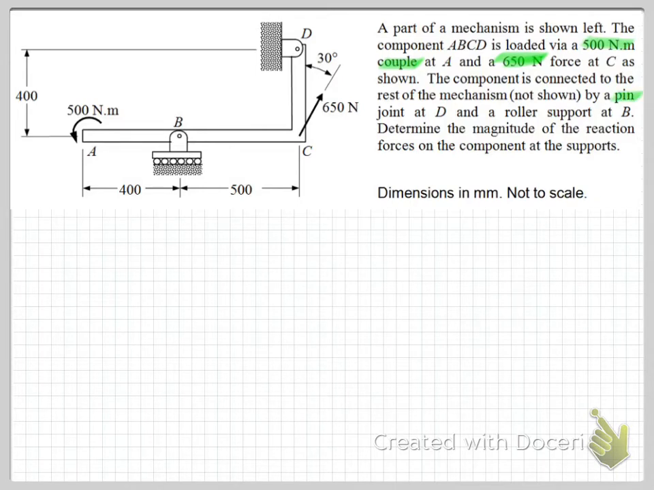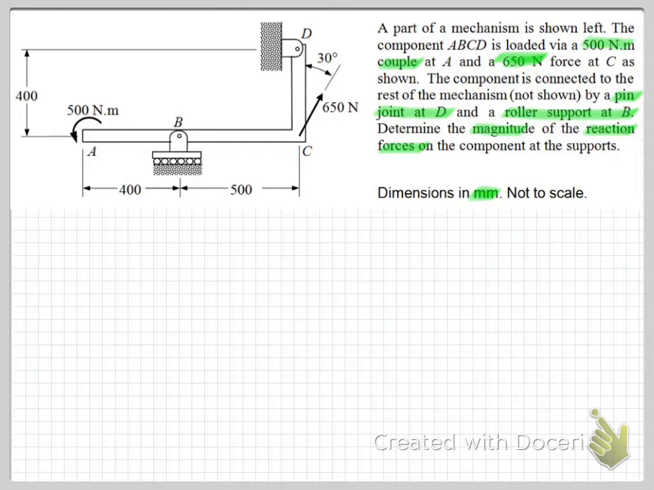So we have a pin joint at D and a roller support at B, and we're asked to determine the magnitude of the reaction forces on the component at the supports. And we also take note here that the dimensions shown on our diagram are in millimetres.